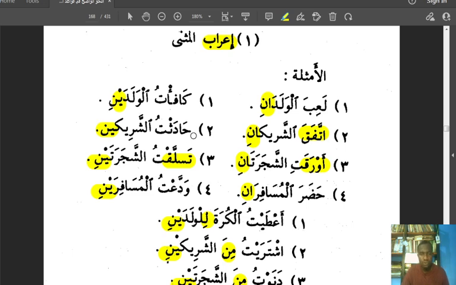Okay. أعطيت القرة للولدين, I gave the ball to the two boys. أعطيت فعل ماضي مبني على السكون لاتصاله بتاء الفاعل المتحركة، والتاء ضمير متصل مبني على الضم في محل رفع فاعل. القرة مفعول به منصوب وعلامة نصبه الفتحة الظاهرة على آخره. اللام حرف جر مبني على الكسرة لا محل له من الإعراب. الولدين اسم مجرور وعلامة جره الياء نيابة عن الكسرة لأنه مثنى.